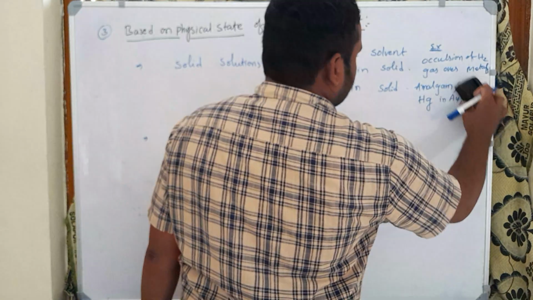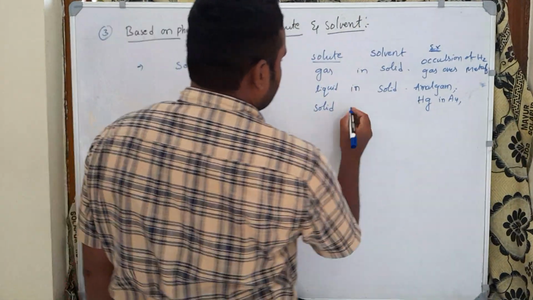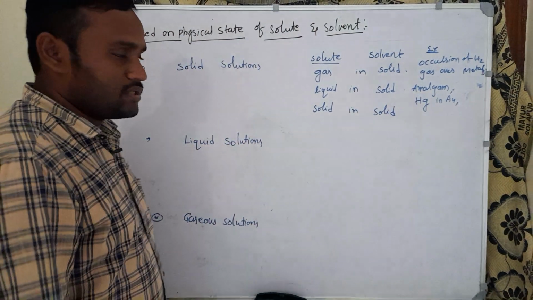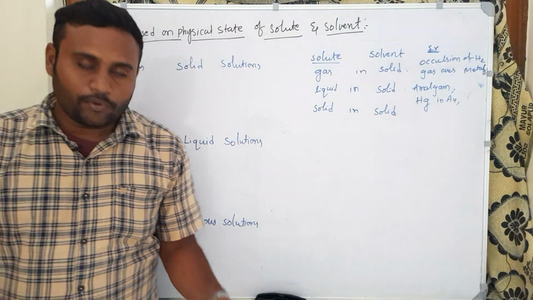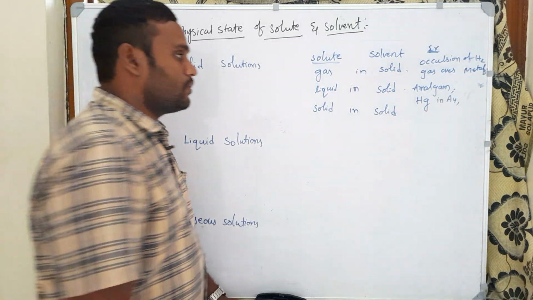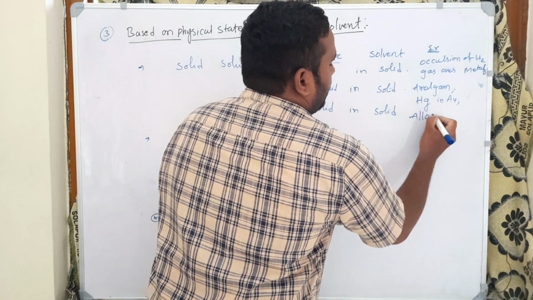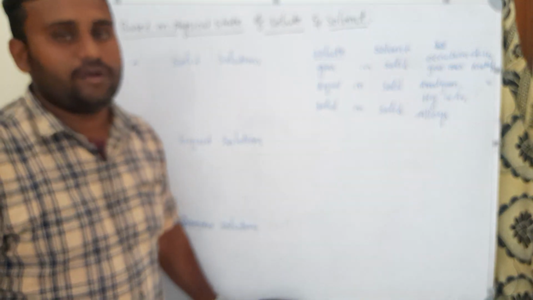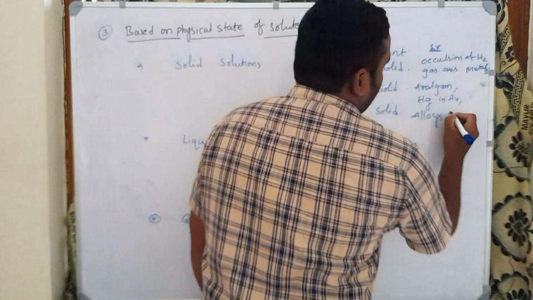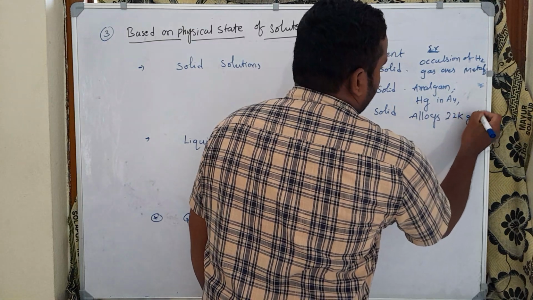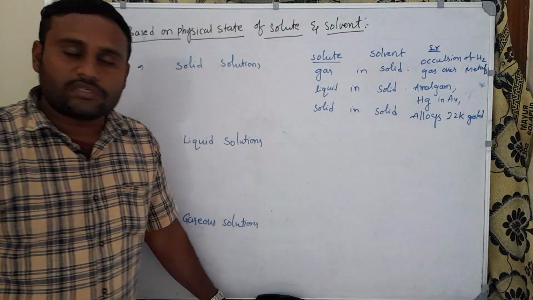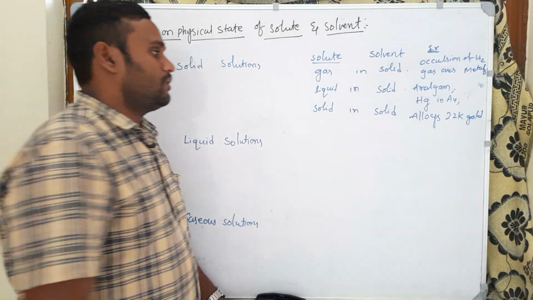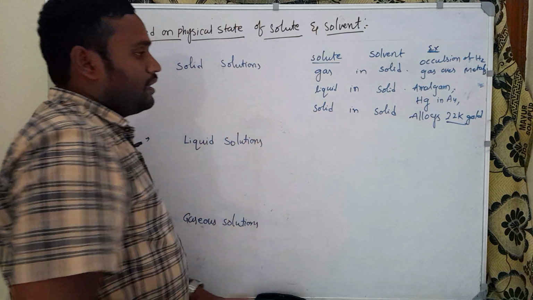Next, solid in solid. For solid in solid type of solutions we can take alloys. For example, 22 carat gold. Alloys are examples of solid in solid. Here both solute and solvent are solids only. For example, 22 carat gold is a combination of gold plus silver, or sometimes they use copper also. This is about solid in solid.